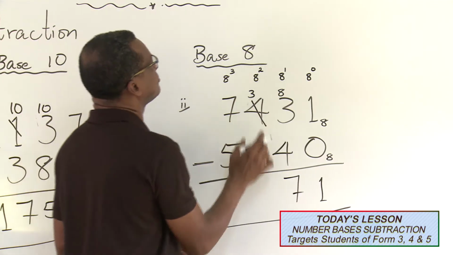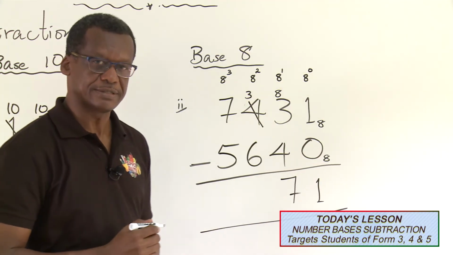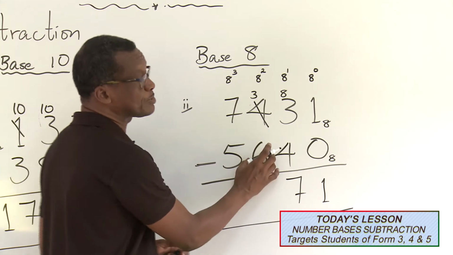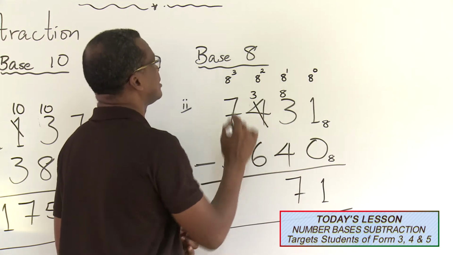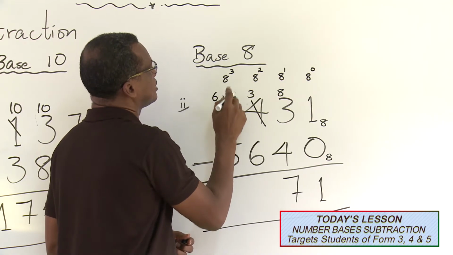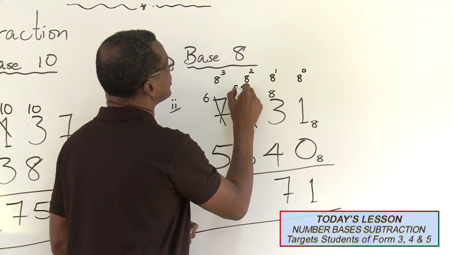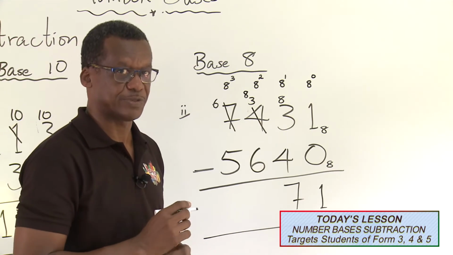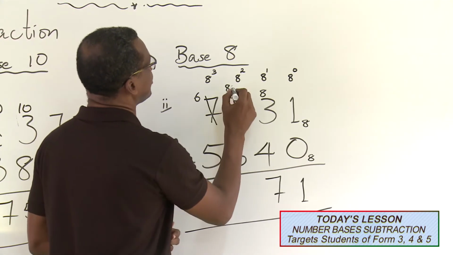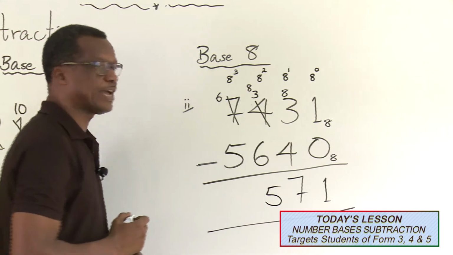We move now to the third column, the 64's column. 3 subtract 6. Again, this presents a case for regrouping, because we cannot subtract 6 from 3. So we need to go to the other column, 8 to the power of 3. Use one of the 8 to the powers of 3 and regroup it into the previous column. We're going to get 8 of those groups. This 8 is added to this 3. We're going to get 11. And now we can say 11 subtract 6 gives me 5.